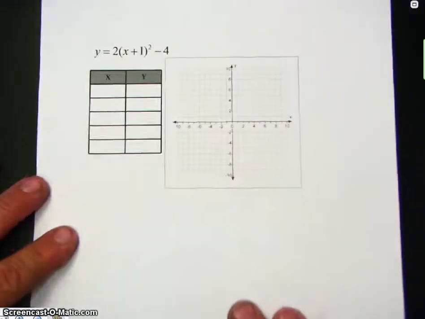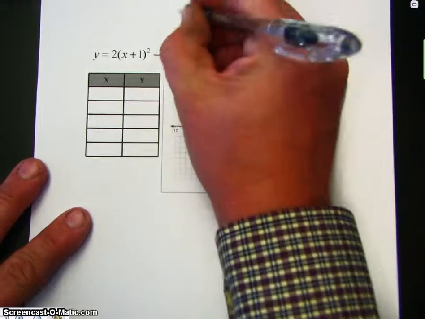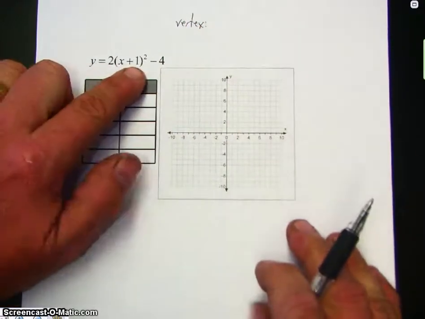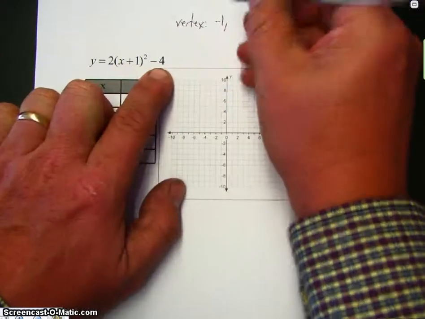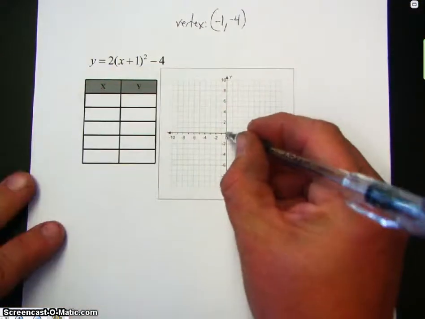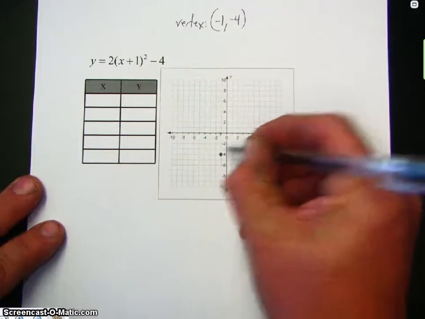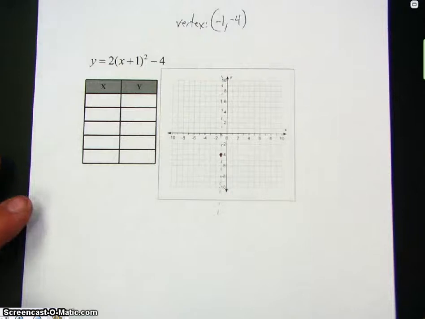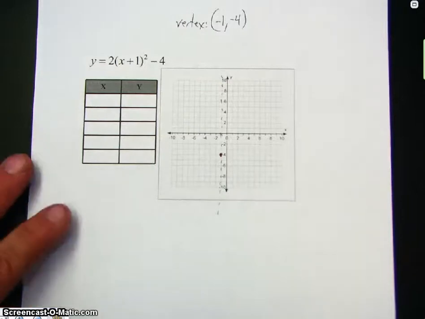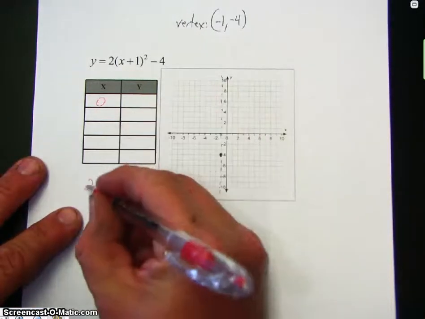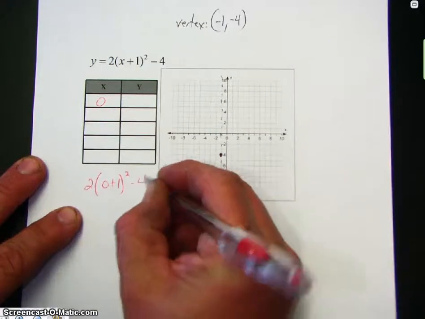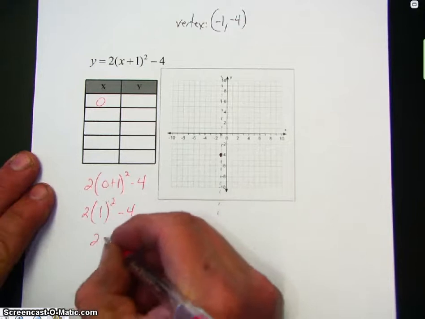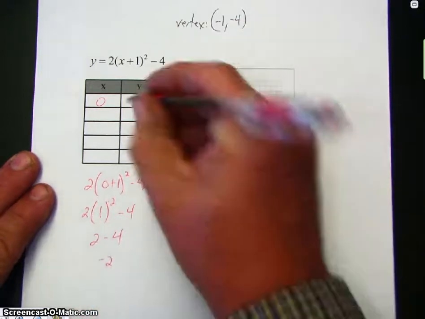One more example. Alright, so let's find the vertex. Alright, the vertex is opposite what's inside, so it becomes -1. On the outside stays the same. So -1, -4. Axis of symmetry is at -1. That helps with reflecting the point. Let's pick 0. So that's 1. So 1 squared is 1 times 2 is 2. 2 minus 4 is -2.